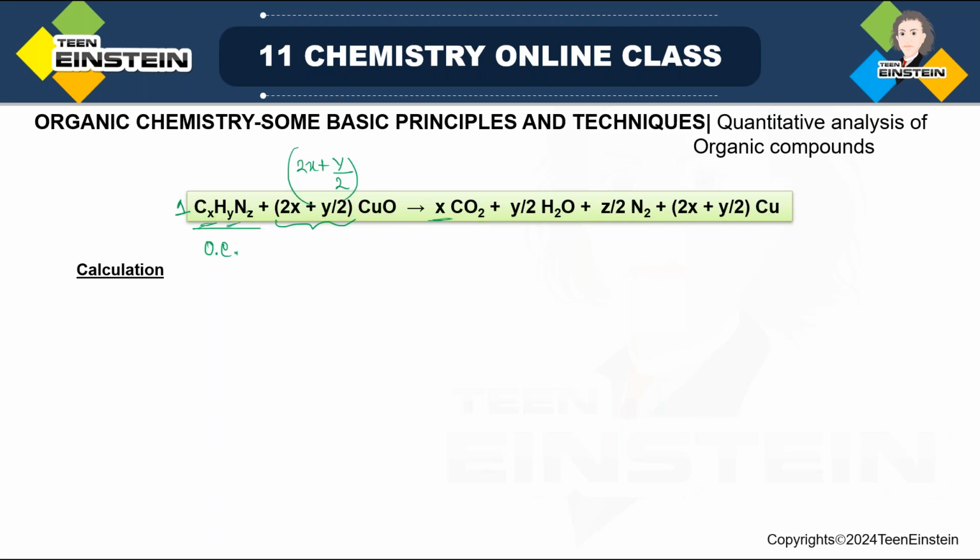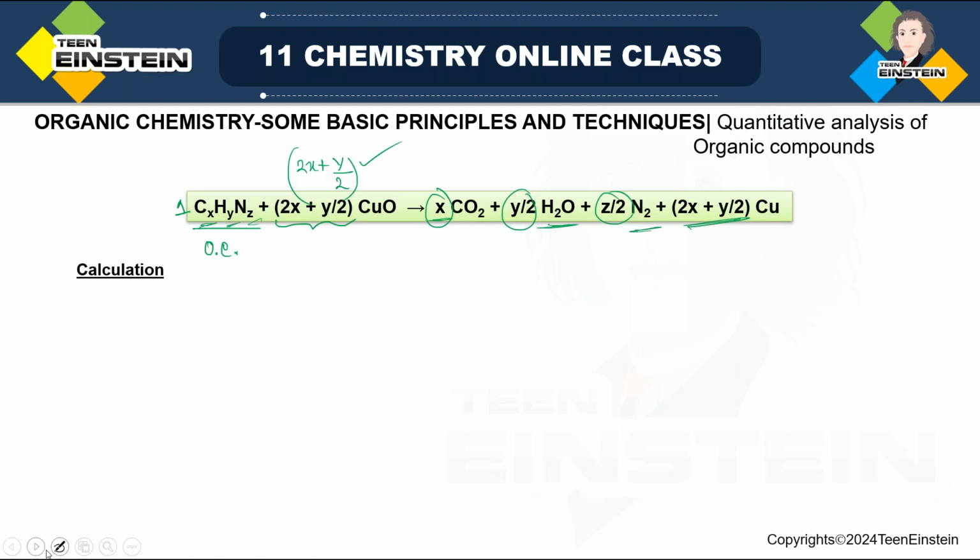Then we have Y number of H, that means Y by 2 H2 will be produced. NZ, so Z by 2 N2 will be produced. So all these coefficients you can easily get if you know the molecular formula of the organic compound, and also how many moles of Cu will be produced, which is the same as this number of moles. So this is the significance of this equation.